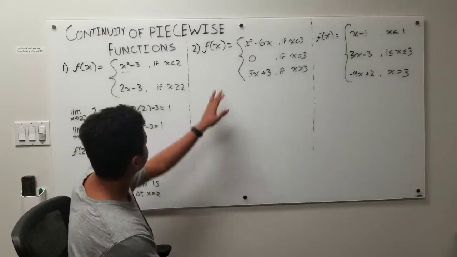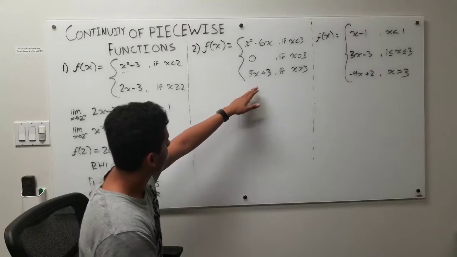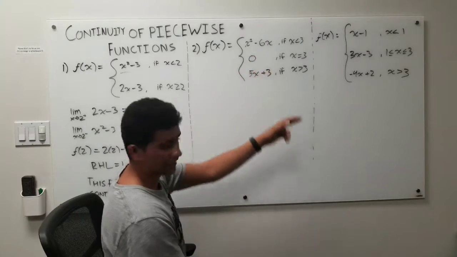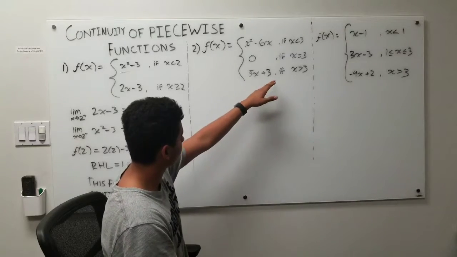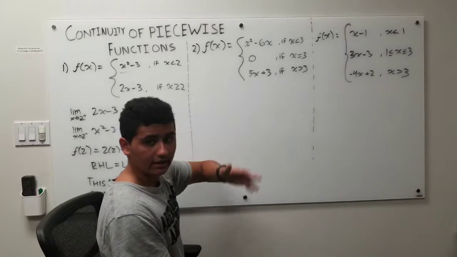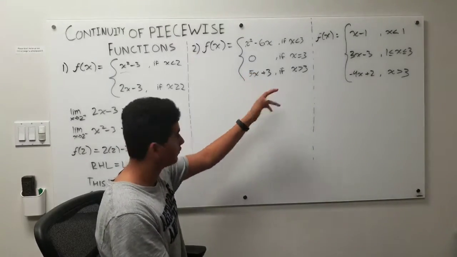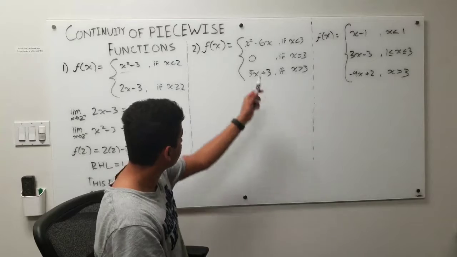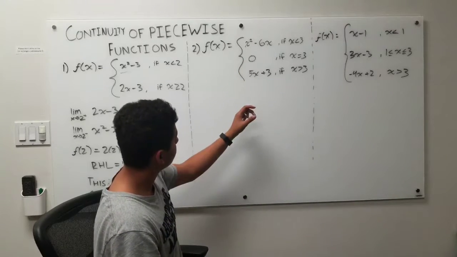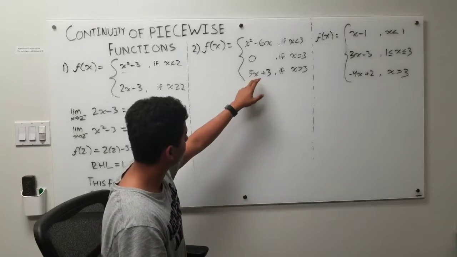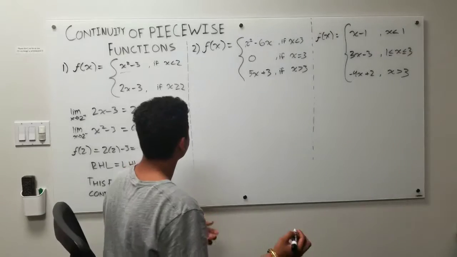So now we're going to move on to f of x is equal to these three conditions: x squared minus 6x if x is less than 3, 0 if x is equal to 3, and 5x plus 3 if x is greater than 3. Now here they're nice. They already gave us our value at the point 3, which is also our Frankenstein point. And we have our two different main functions. So basically, if we want the function to be continuous, both the limit from the left and right side would have to equal 0. So why don't we head on into it?